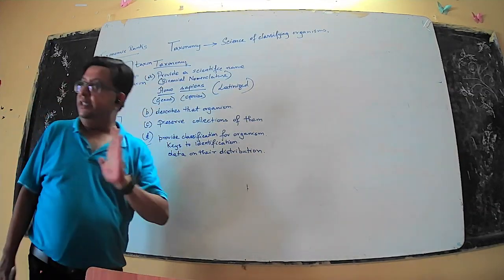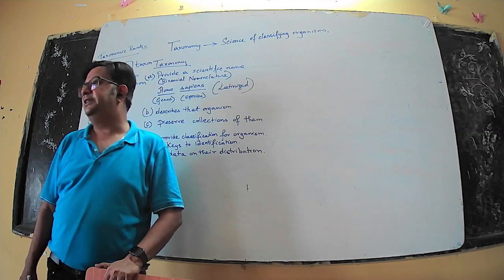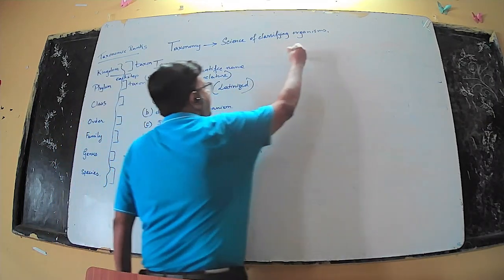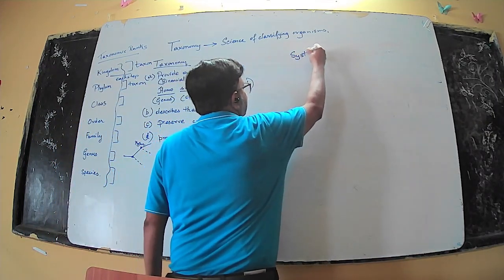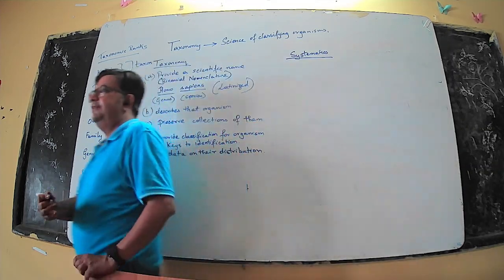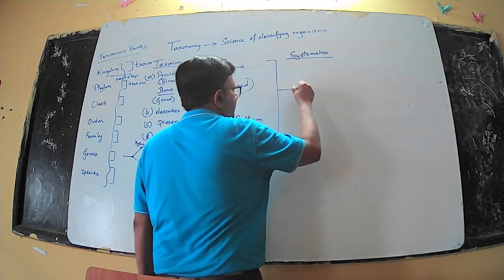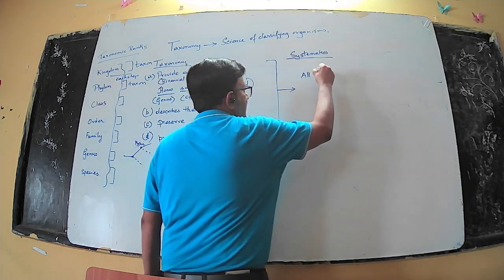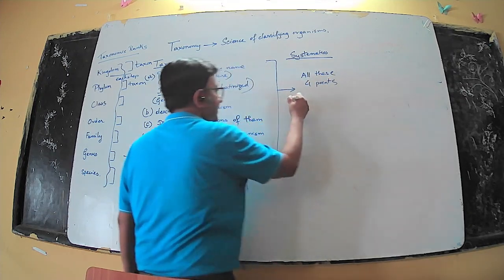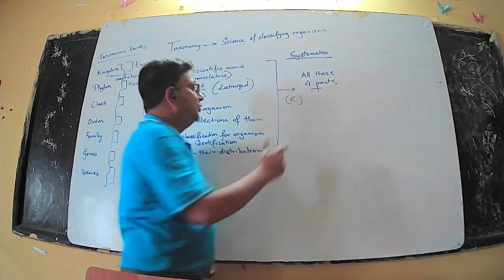But in the modern study of classification, this is not sufficient. So a new branch has developed, and that is known as systematics. In systematics, you study all these four points, plus you have to study other things. You have to study their evolutionary history.